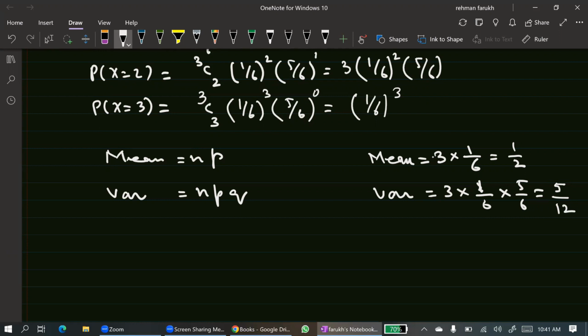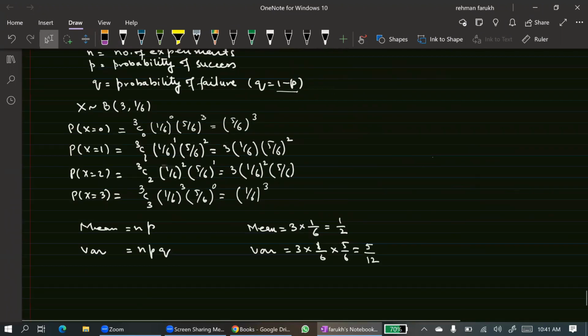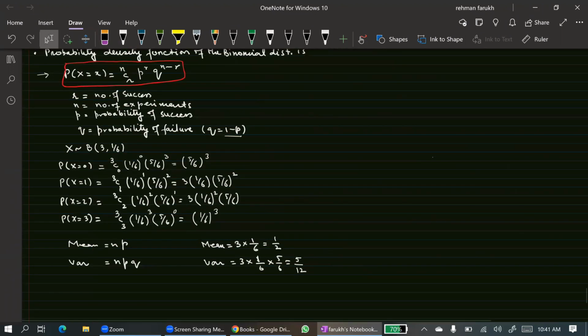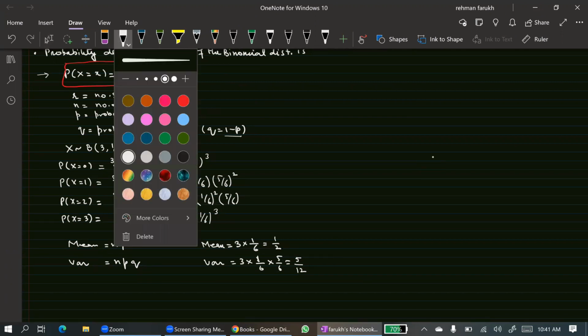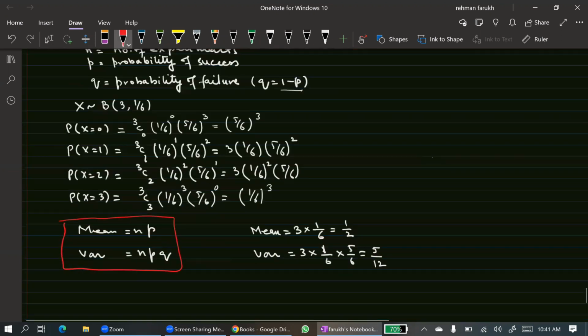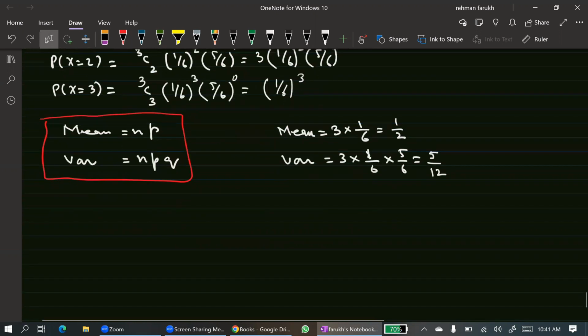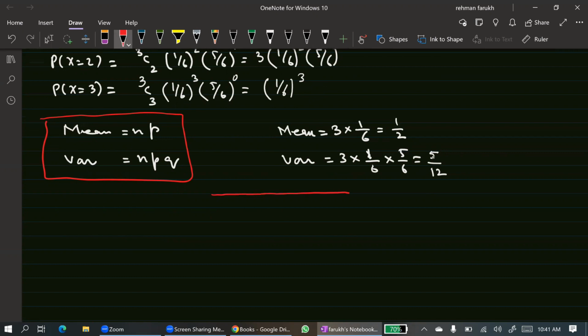Now, it is very easy to calculate the mean and the variance in the binomial distribution. So, we will have to memorize this probability distribution formula and the formula for the mean and the variance. Now we will attempt some questions to practice this concept of binomial distribution.